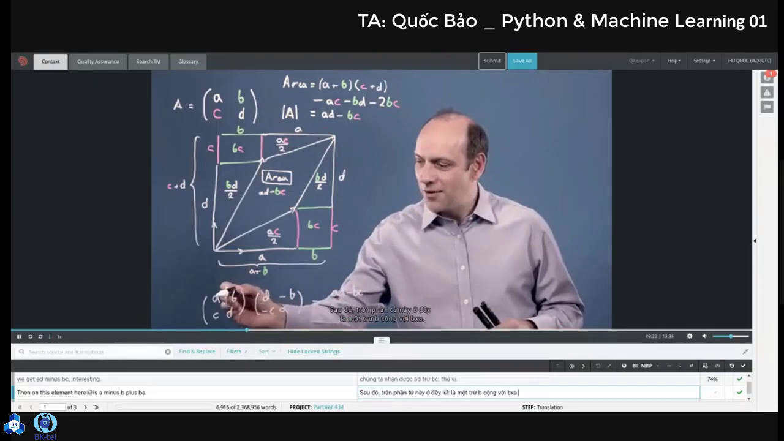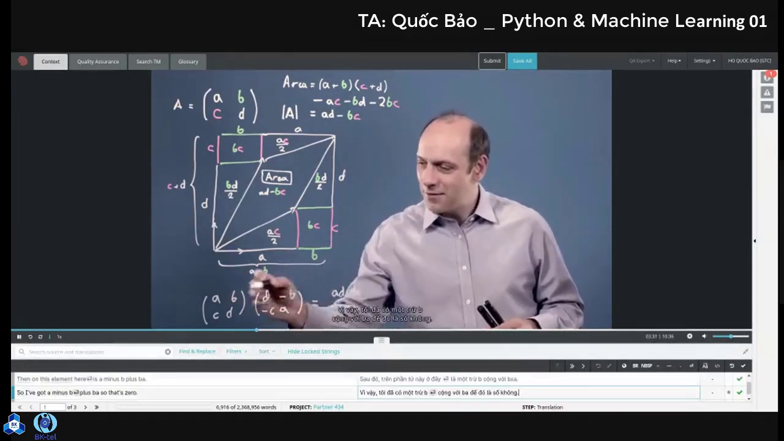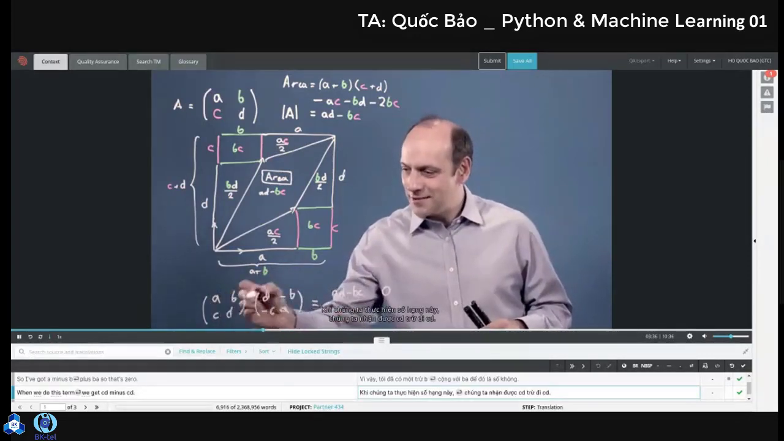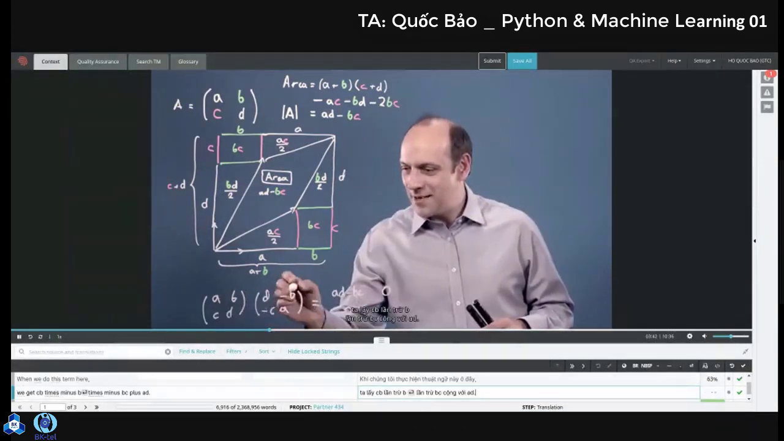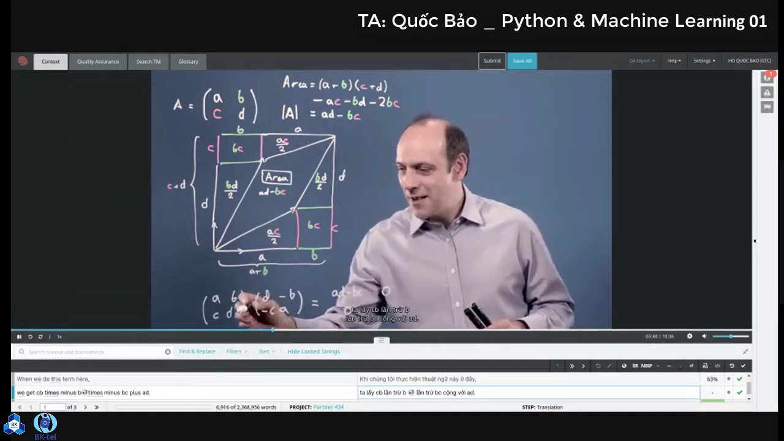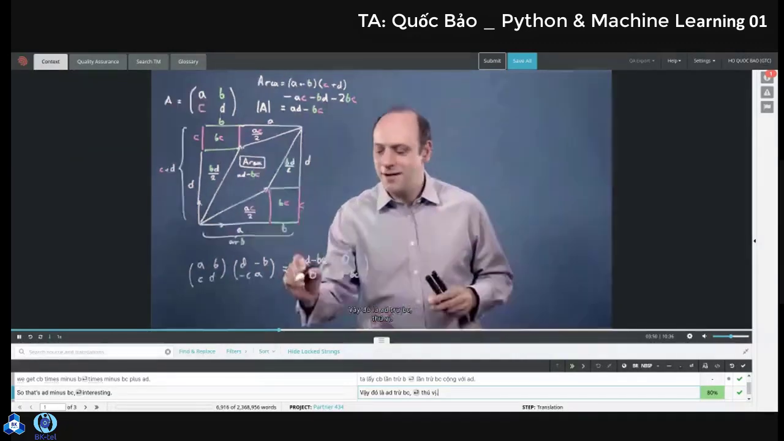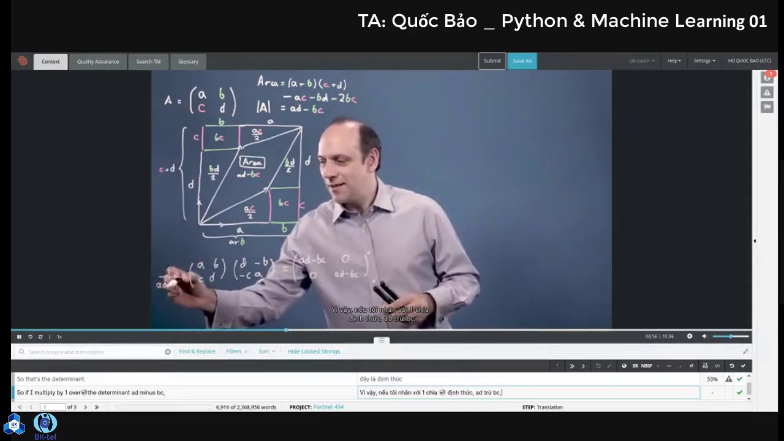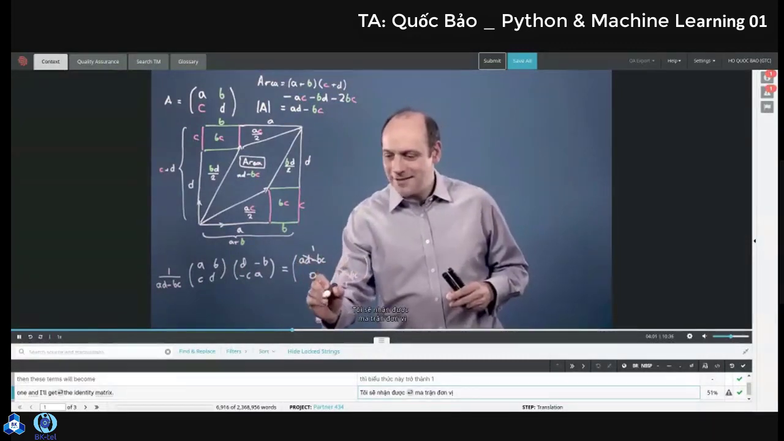Interesting. Then on this element here it is AB minus BA, so that's 0. When we do this term, we get CD minus CD. And when we do this term here, we get CB times minus B, so that's minus BC, plus AD, so that's AD minus BC. Interesting. So that's the determinant. So if I multiply by 1 over the determinant, AD minus BC, then these terms will become 1, and I'll get the identity matrix.